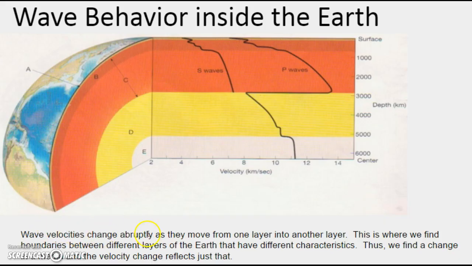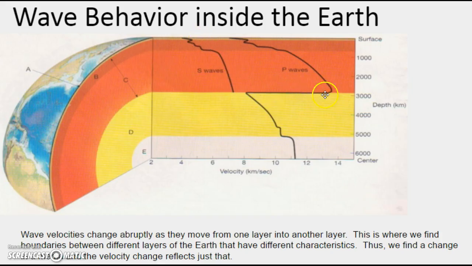So wave velocities change abruptly as they move from one layer into another layer. And this is where we find boundaries between different layers of the Earth that have different characteristics. Thus, we find a change in media, and the velocity change reflects just that. So notice this really quick, maybe not a really abrupt one, but I see it more for the S wave velocity change, where I find letter B. And you'll find that letter B we can identify as a different layer. A would be the crust, B is generally the asthenosphere, and C is the mantle itself.